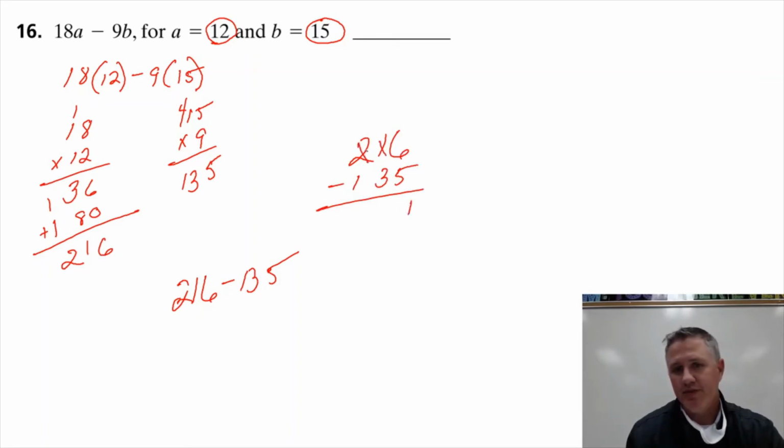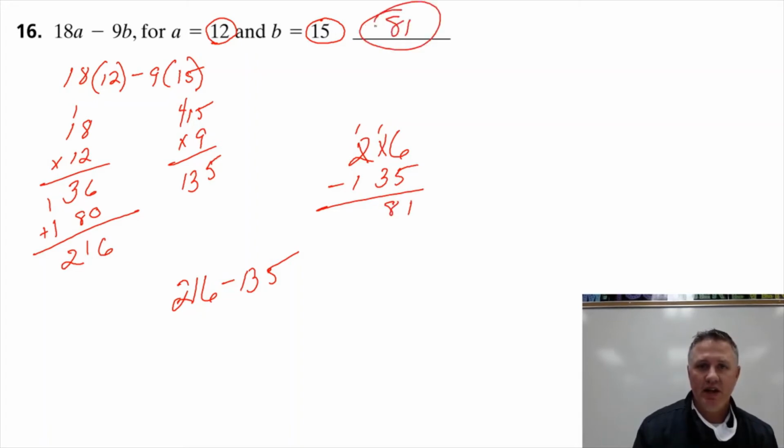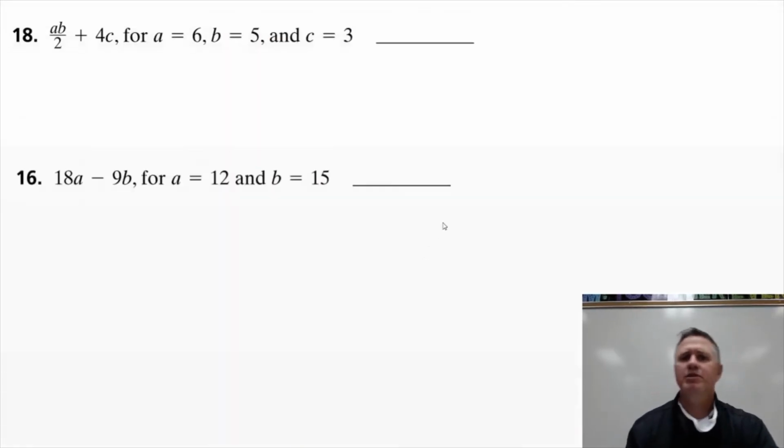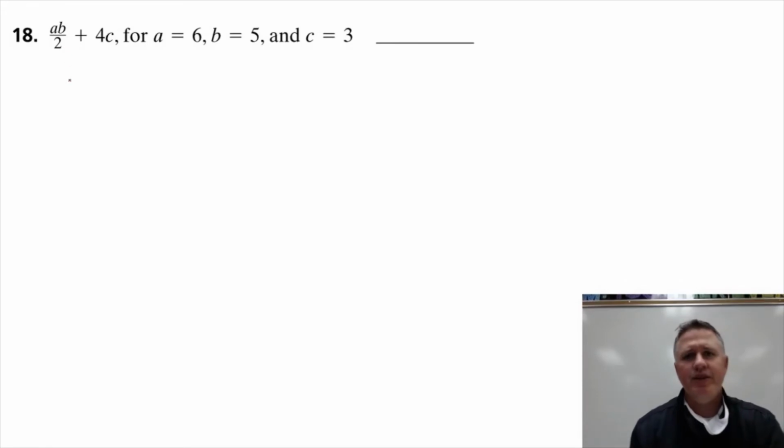Can't take 3 from 1, so I have to borrow. That becomes 11, right? 11 minus 3 is 8, and 1 minus 1 is 0. So it looks like my answer is 81. That was a little bit longer. Okay, 18, we're getting tricky.